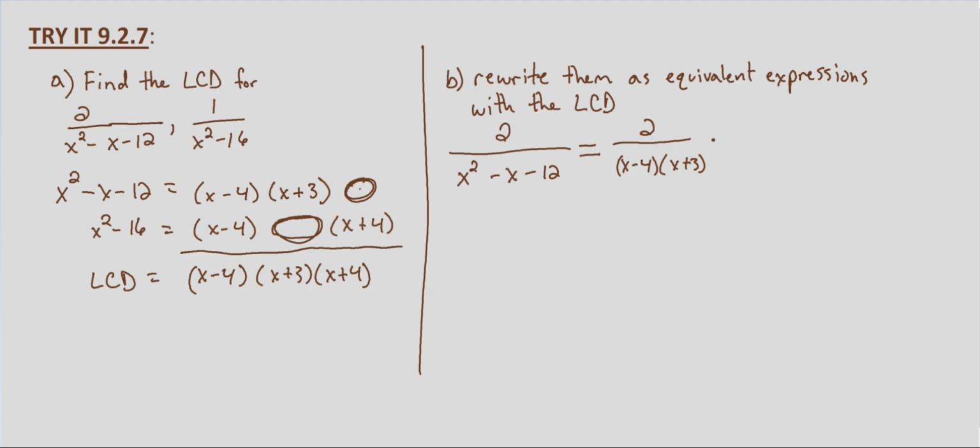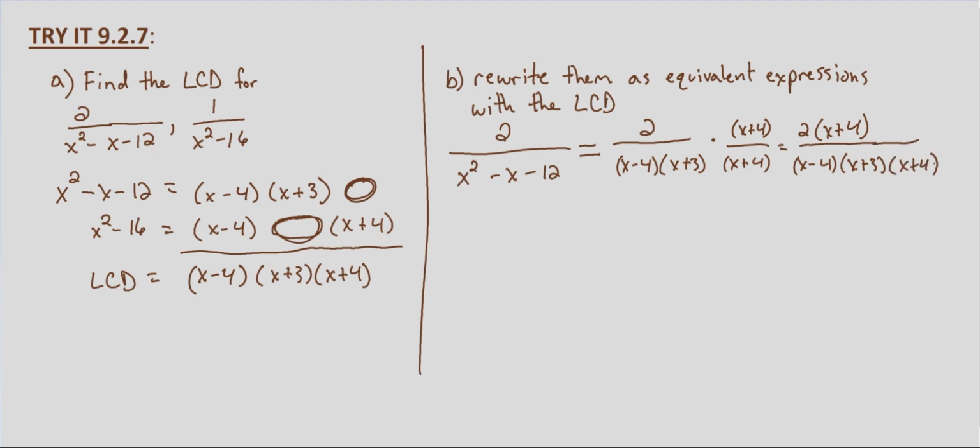So what is it missing? If we look back over here, it's missing x plus 4 from our LCD. We have x minus 4, we have x plus 3, we're missing x plus 4. So we multiply x plus 4 over x plus 4, which gives us 2 times x plus 4 over our least common denominator, x minus 4 times x plus 3 times x plus 4.